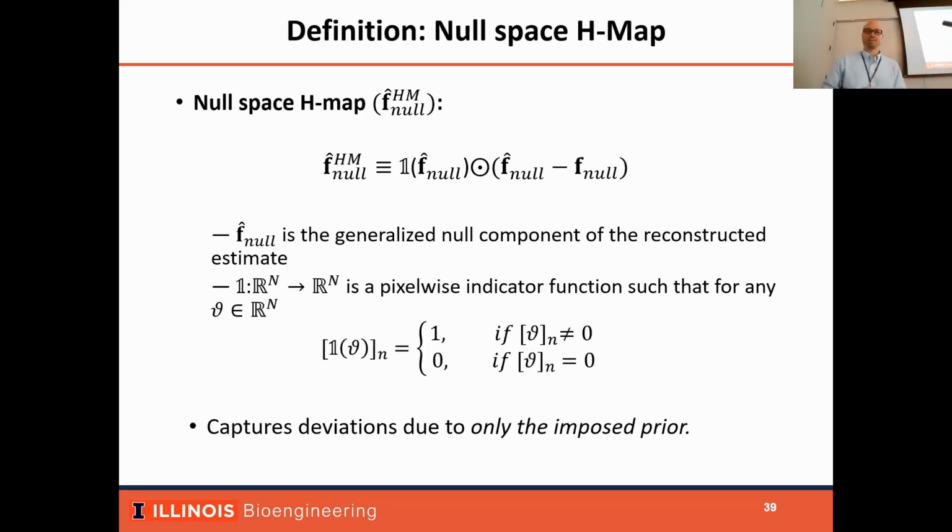The second definition, which is probably more interesting, has to do with the null space. So in this case, imagine that f hat null is the null space component of our reconstructed image.